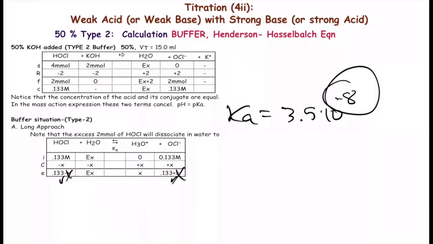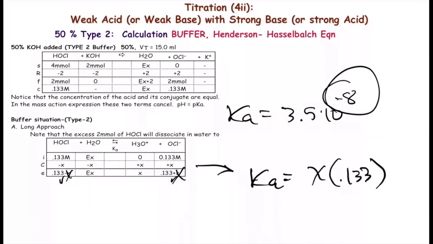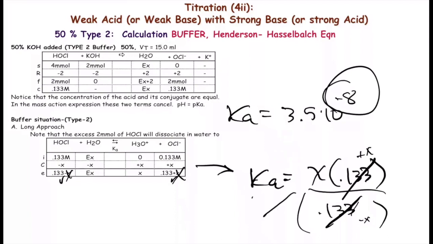And so when we get to our mass action expression, Ka is equal to x times 0.133 over 0.133. Remember that this is plus x here, and this is minus x over here, but because they're assumed to be 0.133, they cancel out. Ka equals the x. X, remember, is hydronium. It comes from the ICE table. It comes from the chemistry.